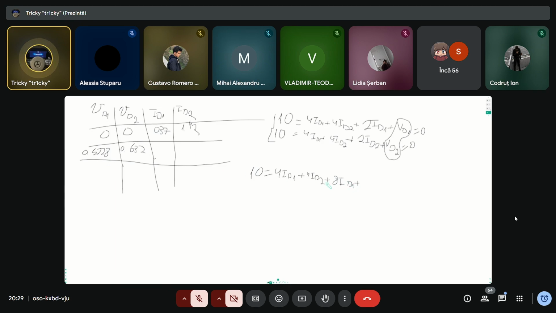I'm gonna rewrite this because I made a mistake here. If you guys remember, I took the wrong value for the second resistor, so everything should be clear. V1 and 10 is equal to 4 ID1 plus 4 ID2 plus 2 ID2 plus VD2.